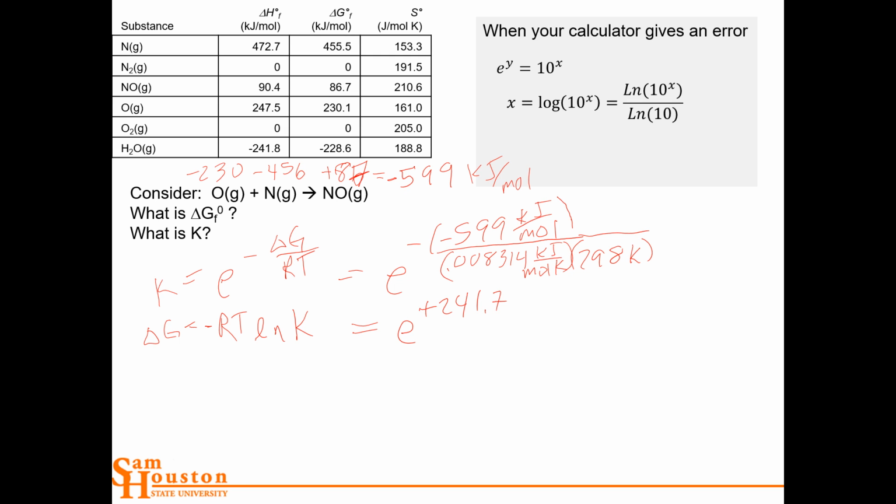We can solve for x, and it's the ratio of the natural log of 10 to the x over the natural log of 10. But 10 to the x is e to the y. Well, the natural log of e to the y is y. So we end up with x, which is what we want to know, is just the exponent in e divided by 2.303. And so this is equal to 10 to the 241.7 divided by 2.303. So it's roughly 10 to the 105.